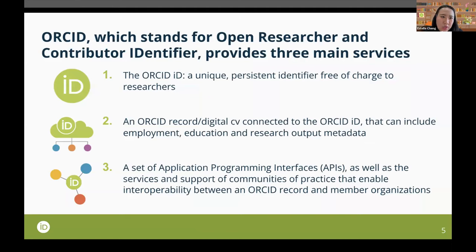ORCID stands for Open Researcher and Contributor Identifier. We provide three main services. The first is the ORCID ID. It's a unique persistent identifier, a PID, free of charge for researchers or people who contribute to research. The second is that in addition to the ID itself, we have the ORCID record, sometimes called the ORCID profile. The ORCID record is connected to the ORCID ID. In the ORCID record, you can see different kinds of research information, from employment, education, and research output, et cetera. And the third is that ORCID provides a set of APIs, as well as support and services, so that member organizations can use those APIs to connect different systems and exchange research information.